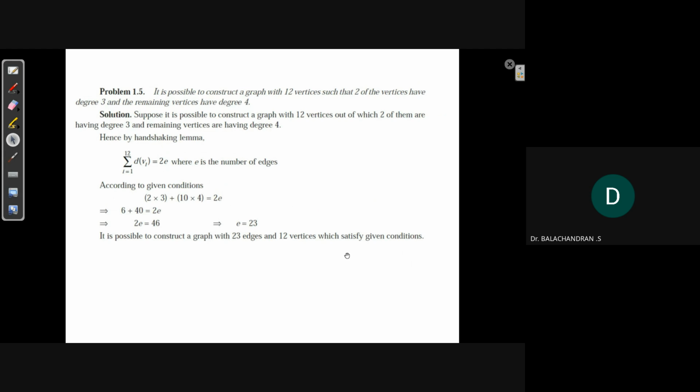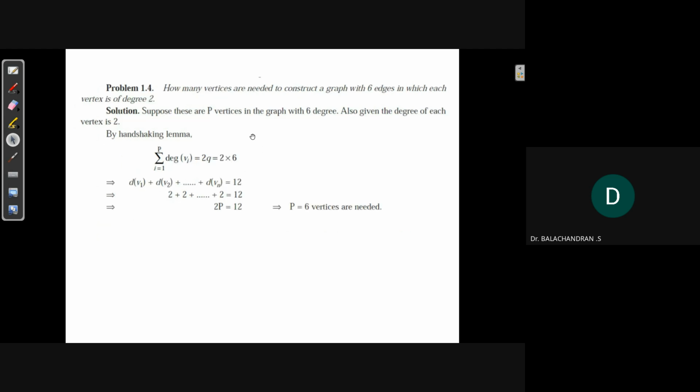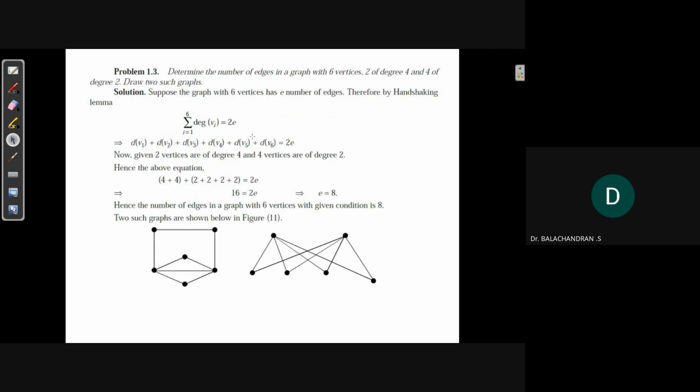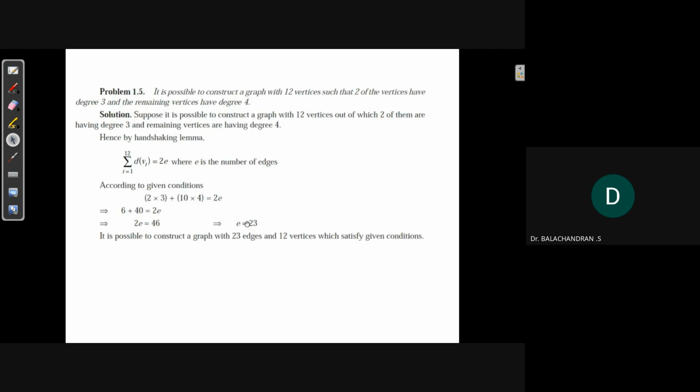Okay. The next question: is it possible to construct a graph with 12 vertices such that two of the vertices have degree 3 and the remaining vertices have degree 4? So these types of problems usually they don't ask. Okay, maybe the previous question is fine, this is also fine. But okay, I will explain this problem.